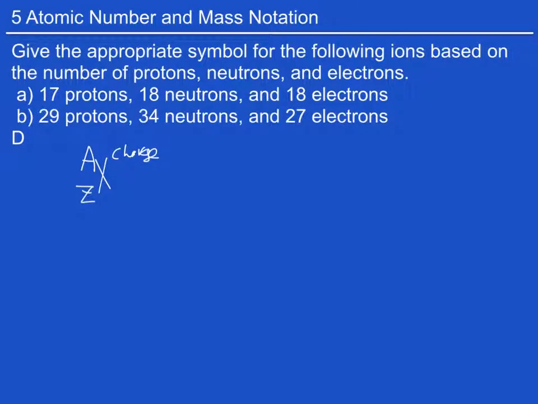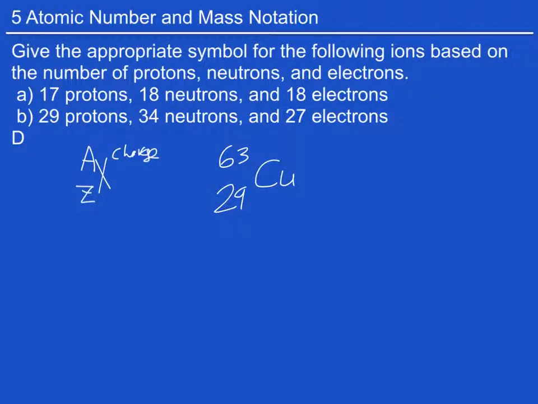Okay, for number B, we're going to do the same thing. So again, we know that Z is now 29. And we know that if we add 29 and 34 together, we get 63. If we look up number 29 on the periodic table, you can see that for Z of 29, that gives us copper. So we're dealing with copper.